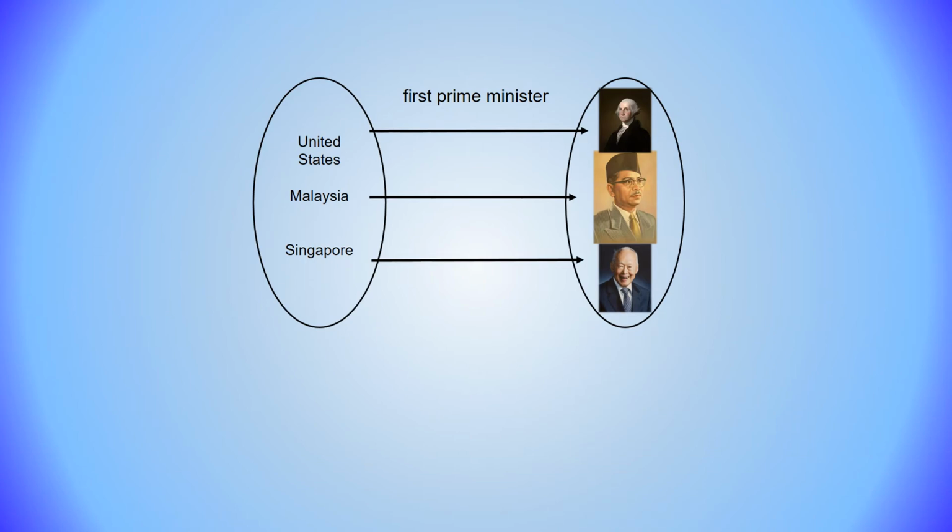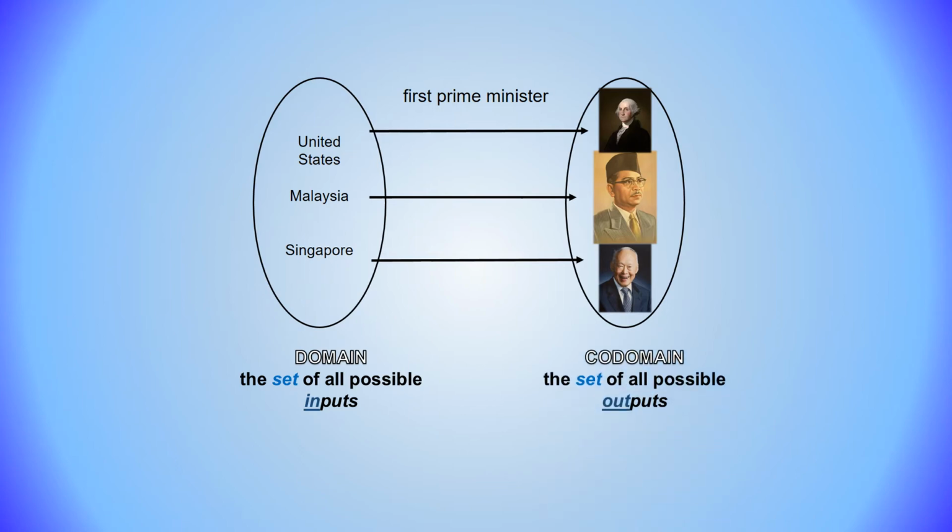The domain, which you can think of as our set of possible inputs or what we start with, in this case it's our list of countries, and the codomain, which you can think of as our set of possible outputs, or our destination, which in this case is the group of leaders. Can you name all these leaders?